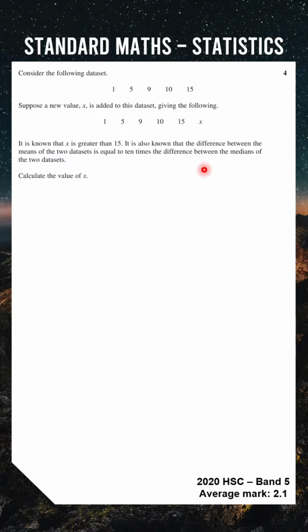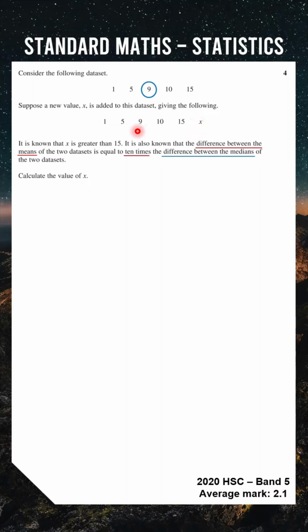Now the question says that the difference between the means of the two data sets is 10 times the difference between the medians of the two data sets. Okay, well let's start off by figuring out what our medians are. In our first data set, we've only got 5 numbers, so the median is right here and it's going to be 9. For our second data set, adding in the x, we now have 6 numbers.